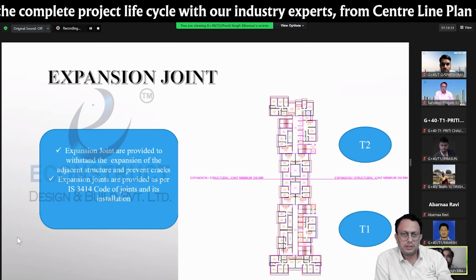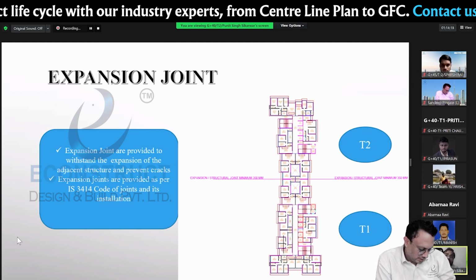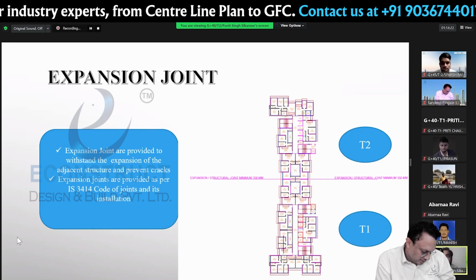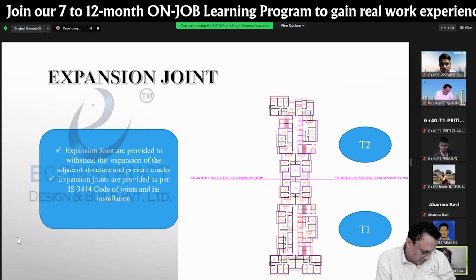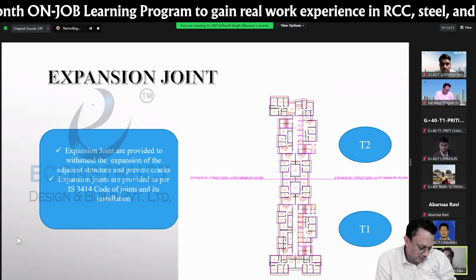This building length is more than 45 meters, so we have to provide an expansion joint, and the code we have to use is IS 3414. We have to give an expansion joint between tower 1 and tower 2, which is the bottom tower. And from now, Akhilesh will continue.